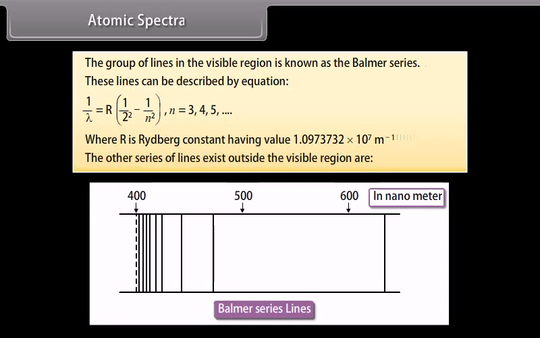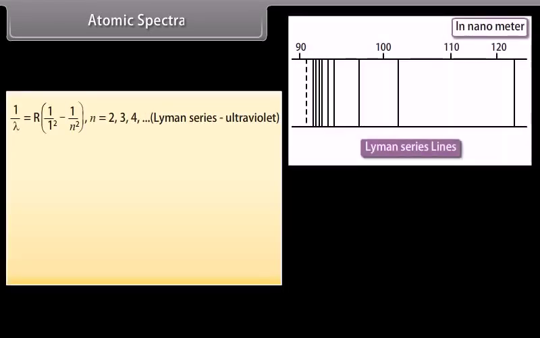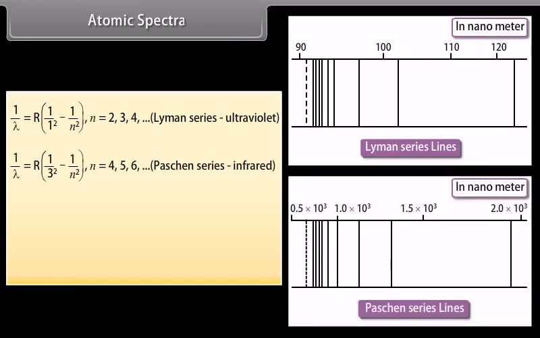The other series of lines that exist outside the visible region are the Lyman series, which is given by 1 upon lambda equals R times 1 upon 1 squared minus 1 upon n squared. Here the value of n may be 2, 3, 4, 5 and so on. Paschen series, which is given by 1 upon lambda equals R times 1 upon 3 squared minus 1 upon n squared. Here the value of n may be 4, 5, 6, 7 and so on.